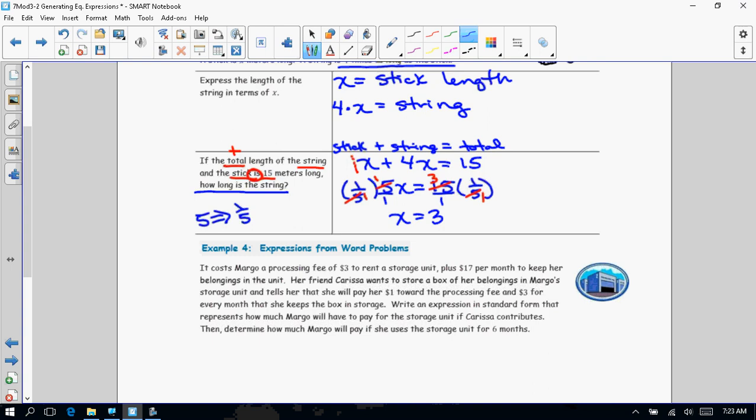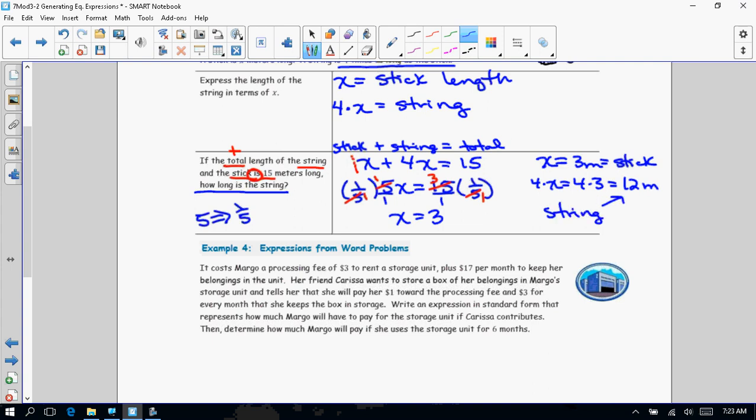However, x is the stick length. I didn't ask how long is the stick, I asked how long is the string, right? How long is the string? So x is the stick, but the string is 4 times that, or 4 times 3, which is 12 meters. This is the string.